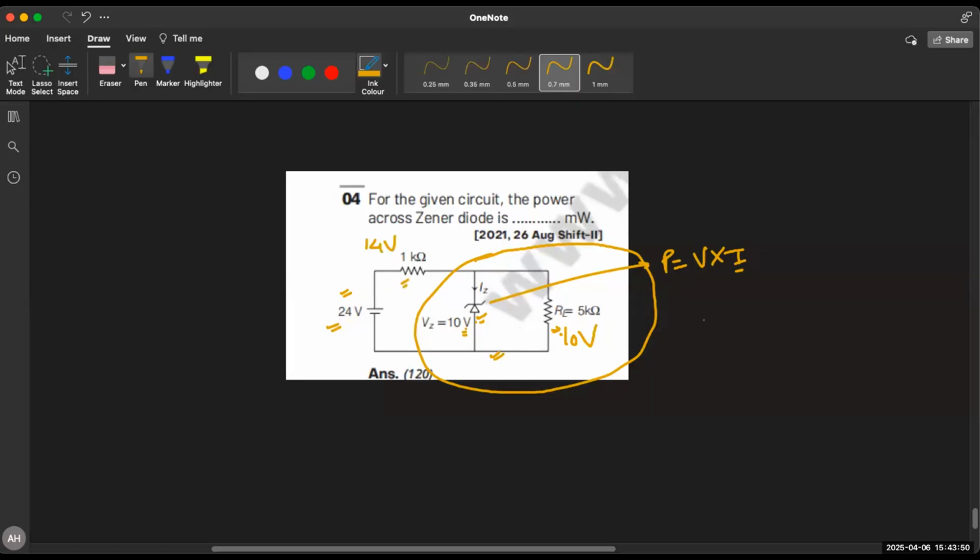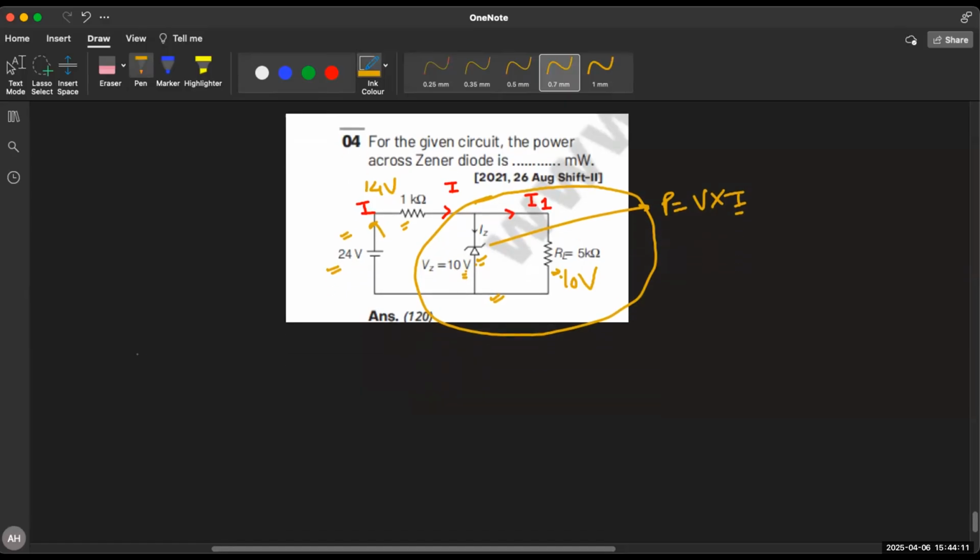So you can easily calculate the current. Let's say here, this current is I. It remains I up to here. Then it divides into two parts. This is IZ, and let's call this I1. This I breaks into two parts: one is IZ, then another is I1. You can write I1 as I minus IZ. Or, let's first calculate I1 and I, and then we'll calculate IZ.